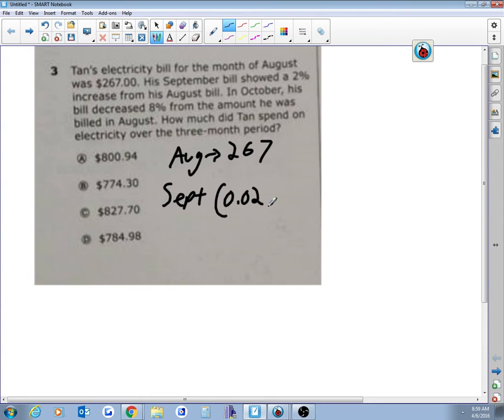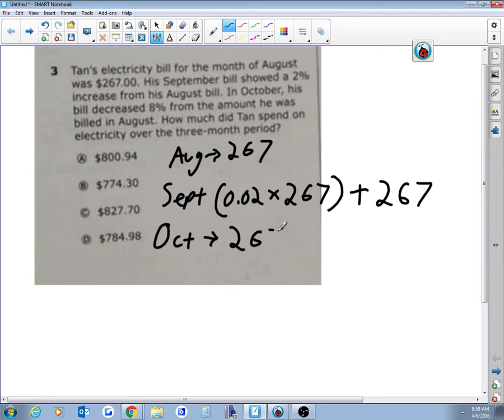0.02 is how you write 2%. Of means multiply, so we find 2% of 267, and then we're going to add that. It's an increase, so we're going to add that to 267, the August bill. And then in October, the bill decreased 8% from the amount he was billed in August. So for October, we've got to take our 267 and subtract 8% of 267.